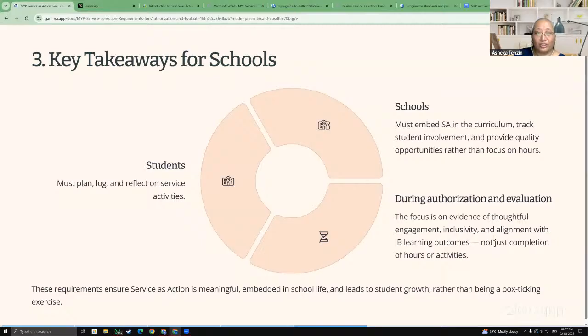Okay, it is not just completing hours. You don't have to look at how many hours are given in that service activity. It's mostly about how thoughtfully the students are engaged in the activity, whether all students are included in those activities, and whether you are meeting the learning outcomes of service. Okay, so these requirements will ensure that your services action program is meaningful, it is embedded in your curriculum, and it gives the students an opportunity for growing. And it's not a requirement where you are ticking that, okay, student has done service activity for so many hours. Okay.